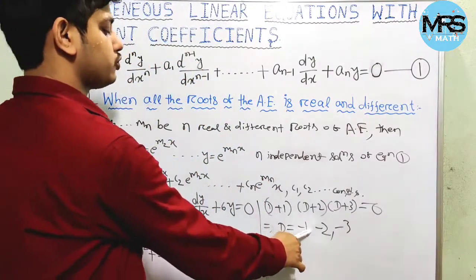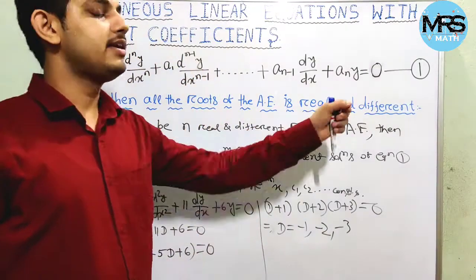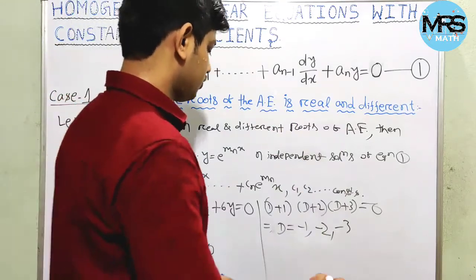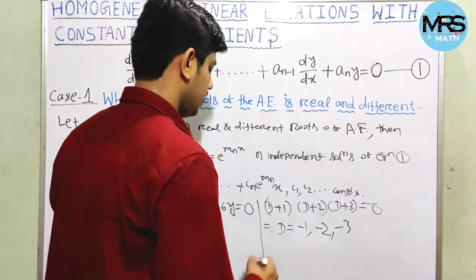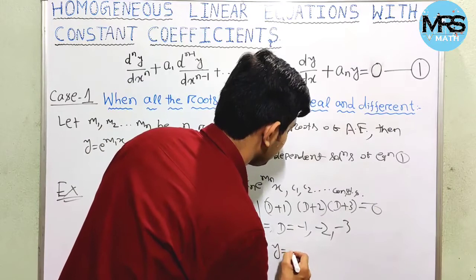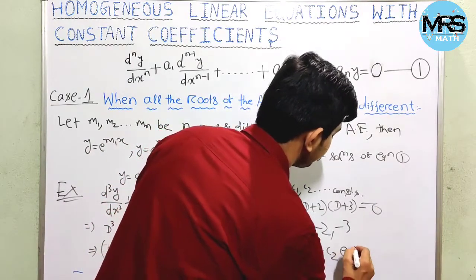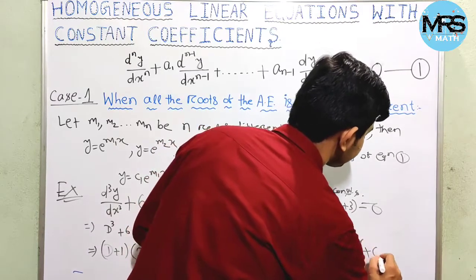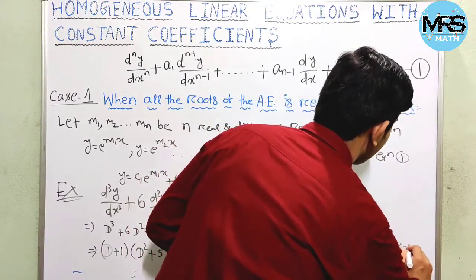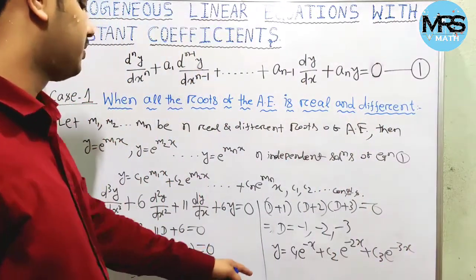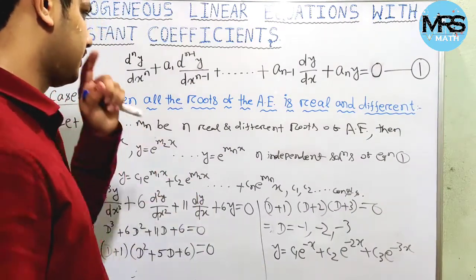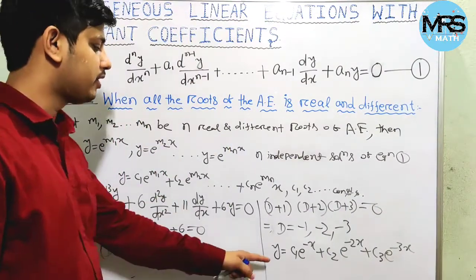So whatever roots we got, they are real and different. So the solution here will be y equal to c1 e to the power minus x plus c2 e to the power minus 2x plus c3 e to the power minus 3x. So this will be the general solution for this case. It is simple, right?